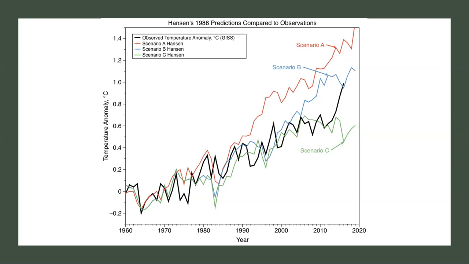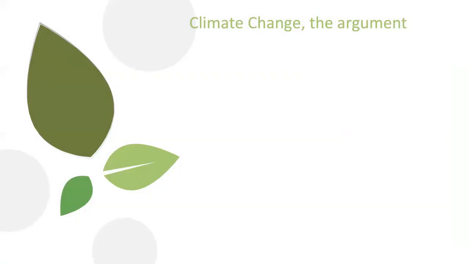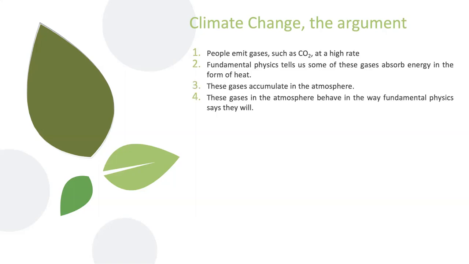Anyway, scenario B is a little bit closer to what we have actually observed. And it actually maps on pretty closely to where we are right now. All right, so that's some history bringing us up to the early 90s. Let's present this argument. What is the point? What are people saying when they talk about climate change?